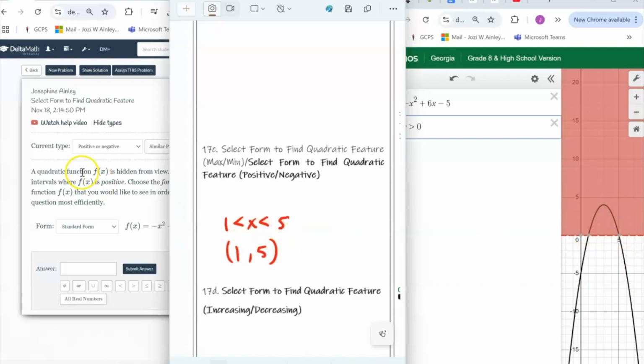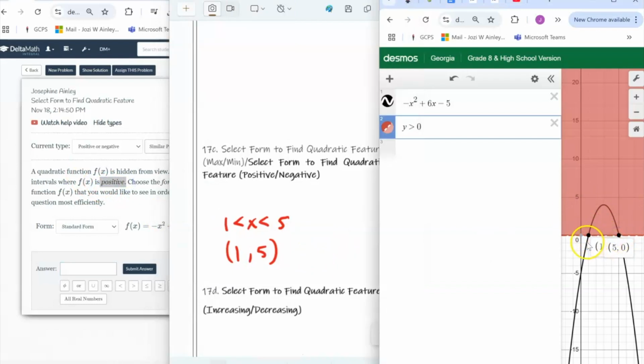Okay. Now, if the question was, when is it negative? My two numbers are still 1 and 5, but let's look at it.